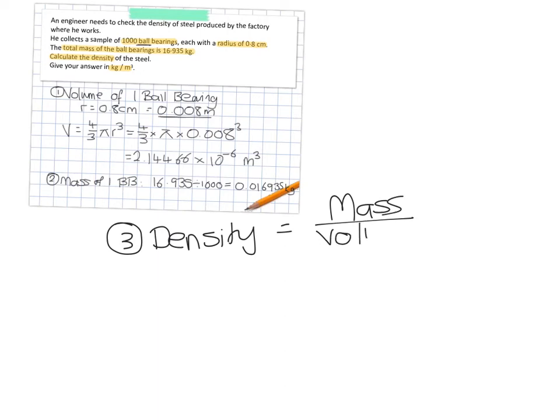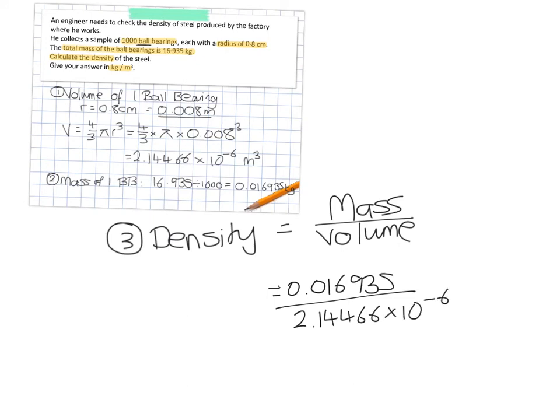So for my final step, step 3, I can now do my density, which I know the formula for, it's mass over volume. And even if you couldn't quite remember it, you can actually see it from the units. Because if the units of density are kilogram per metres cubed, you must be doing something in kilograms divided by something in metres cubed. So the mass is 0.016935, and we're dividing by 2.14466 times 10 to the minus 6.